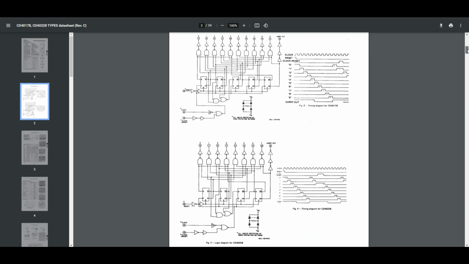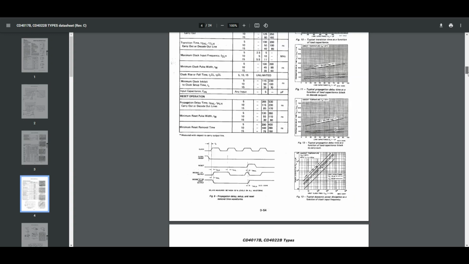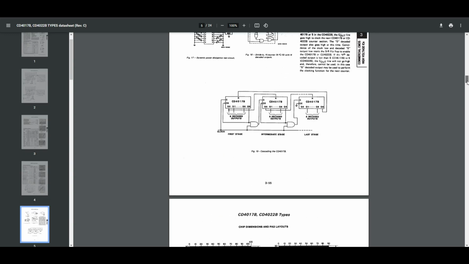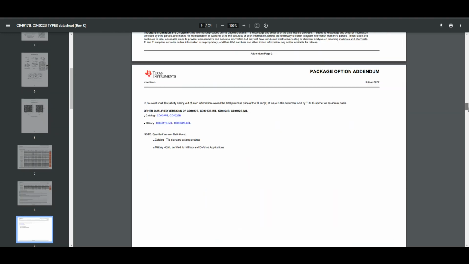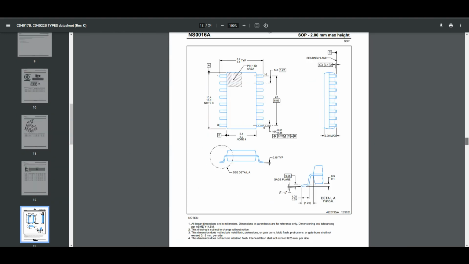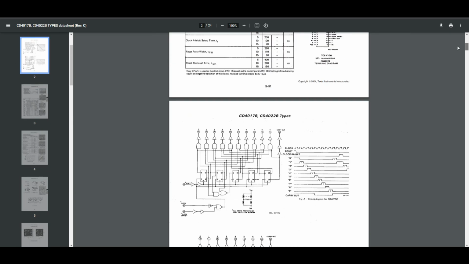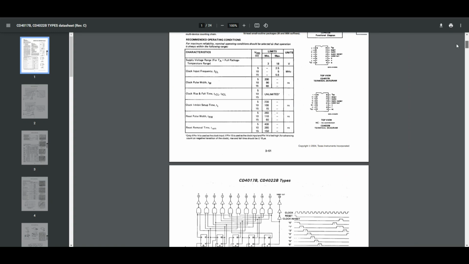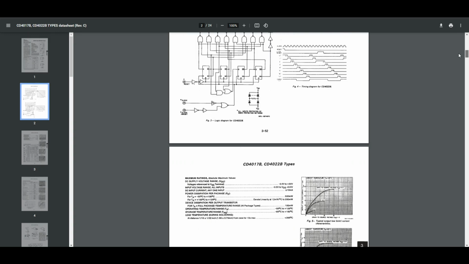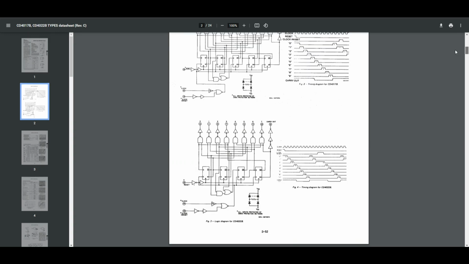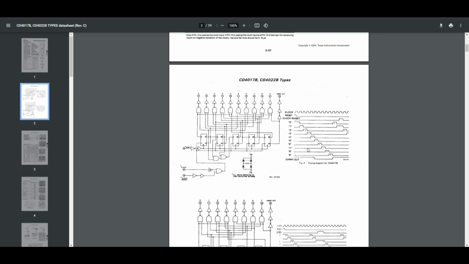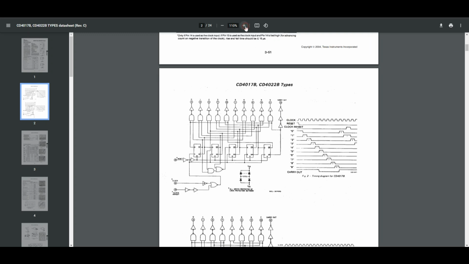So if we roll on down here, there should be an example. Yep, not in this one, huh? All right, I'm probably going too fast. I missed it, but that's okay. We come down here to this page, you can get an idea of the logic in here. Let's zoom in a little bit.